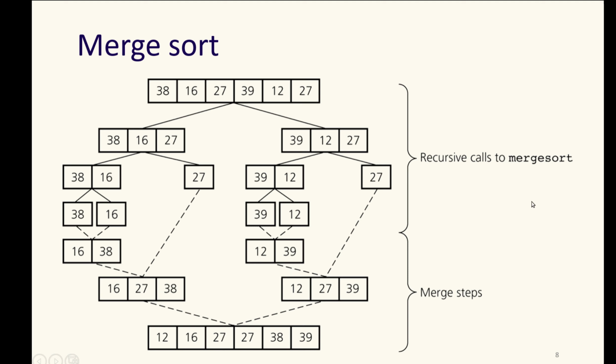So it has log n recursive calls and log n merge steps. And at each level, the merge itself is an O of n operation because I'm not comparing every item to every other item. I'm only comparing 12 to 16, and then once I've chosen 12, I remove it, and I'm only comparing 16 to 27, and so on.